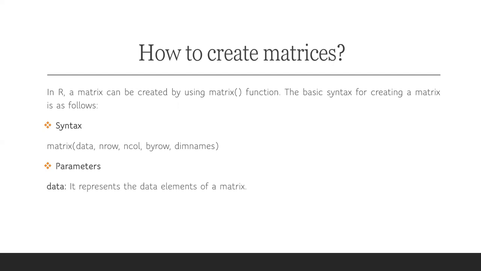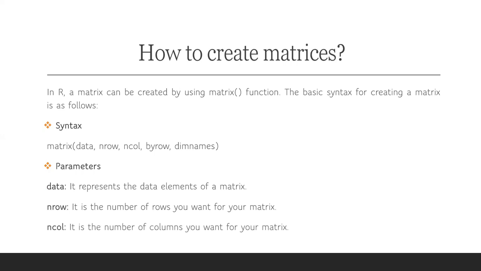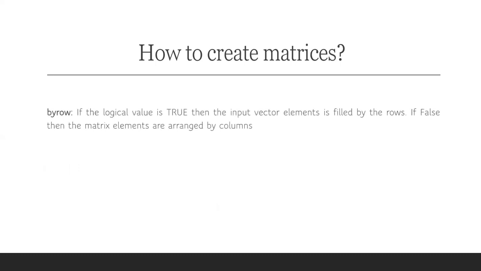It represents the data elements that are supposed to be represented in the matrix. Then we have nrow that represents the number of rows you want your matrix to have. Then ncol represents the number of columns your matrix will have. Next we have byrow that contains logical values. This logical value can be true or false. If the value is true, then the input vector elements are filled by the rows. If false, then the matrix elements are arranged by columns. In the last, we have dimnames that basically assigns the names to the rows and columns.